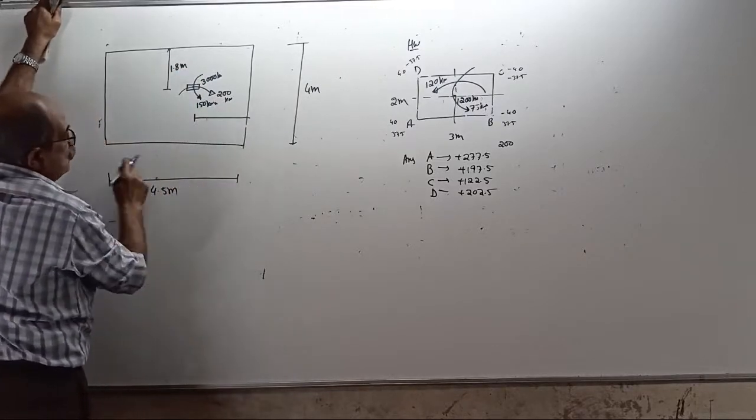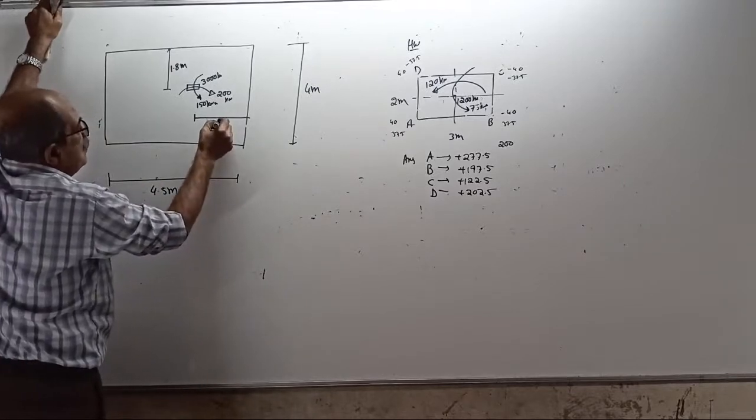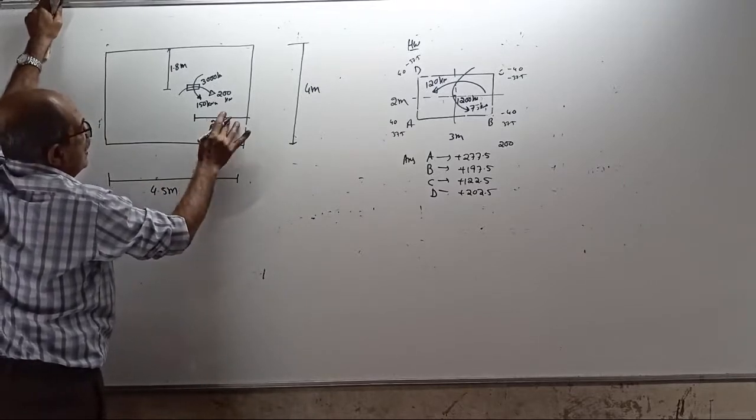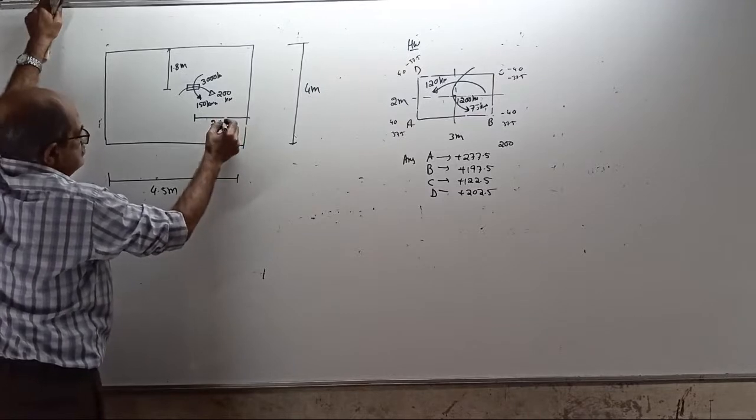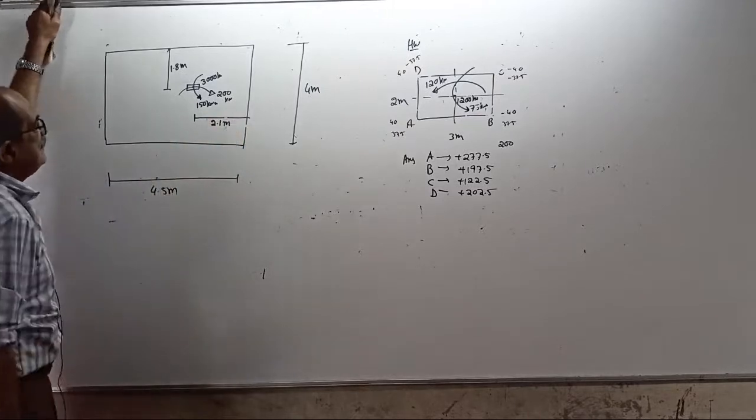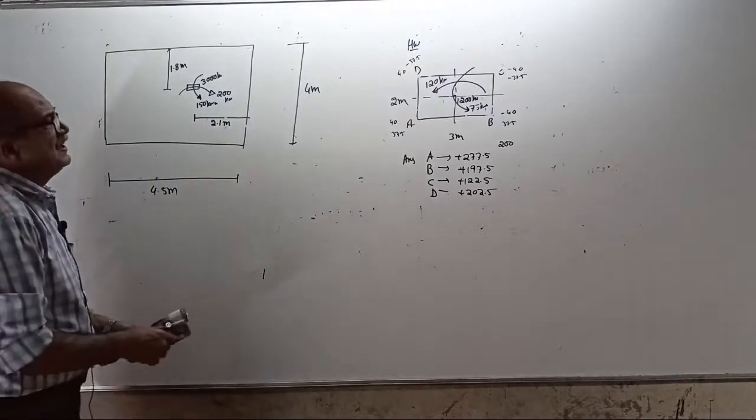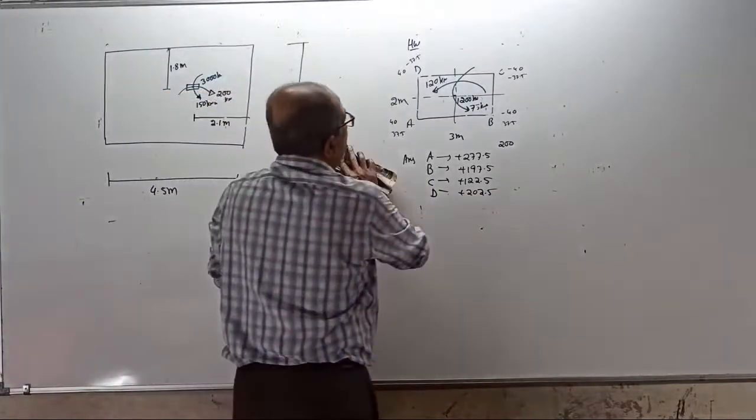This is 2.25, 2.1 meter. This is the column. We want pressure. See what to do. Be very careful now.